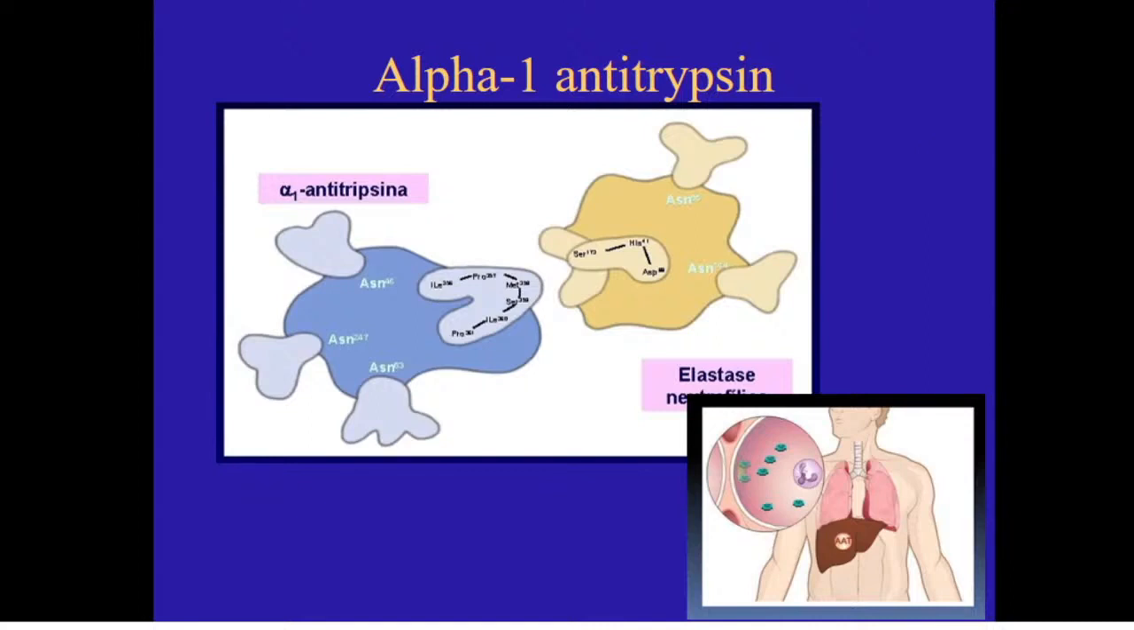Another important antiproteinase is alpha-1 antitrypsin, which is synthesized in the liver and also in the pancreas. The function of this antiprotease, the key point of action, is inactivation of neutrophilic elastase. And deficiency of alpha-1 antitrypsin is very often accompanied by emphysema of the lungs due to the activation of elastase, which changes the elastic properties of the lungs.